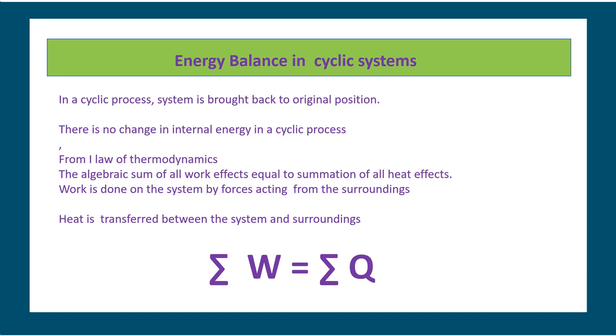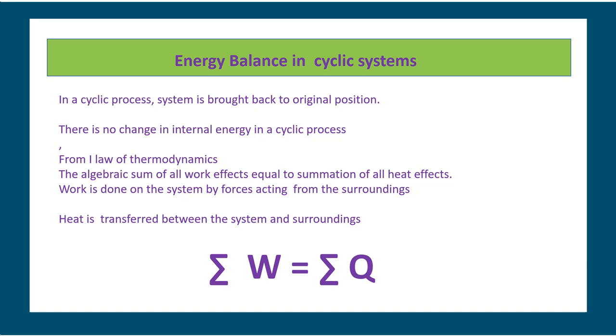Since there is no change in the internal energy of a system in a cyclic process, from the first law of thermodynamics we have that the summation of work done is equal to the summation of heat added to the system. If W is the work done by the system, we have to take into consideration that Q is negative when heat is rejected by the system, and W is negative when work is done on the system. If both are measured in consistent units, then the summation of work done equals the summation of heat added or removed. That is the energy balance equation for a cyclic system.